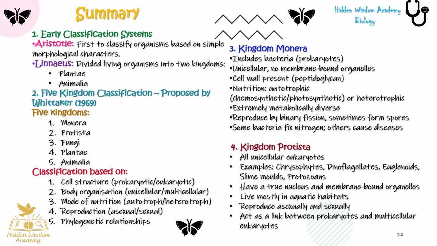Whittaker did classification based on: A. Cell structure. Prokaryotic or eukaryotic. B. Body organization. Unicellular or multicellular. C. Mode of nutrition. Autotroph or heterotroph. D. Reproduction. Asexual or sexual. And phylogenetic relationships.